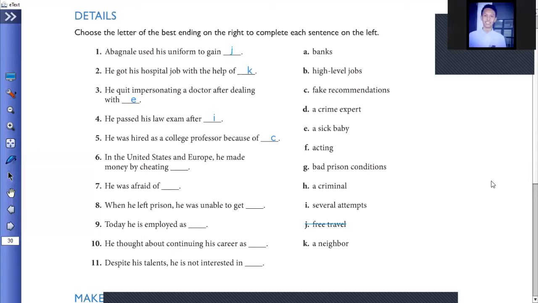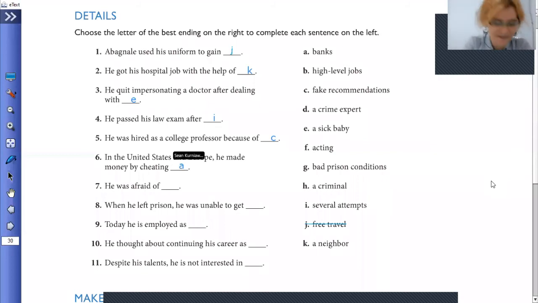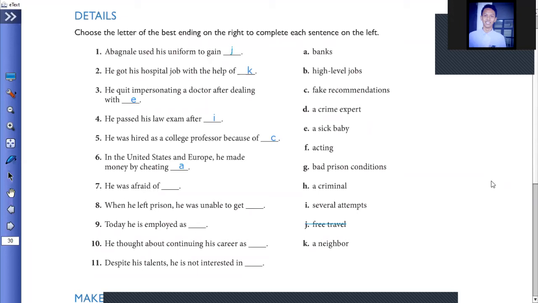In the United States and Europe, he made money by cheating banks. Yeah, exactly. Fake banknotes and everything's fake. That's what he did. Number 7, Nathaniel.